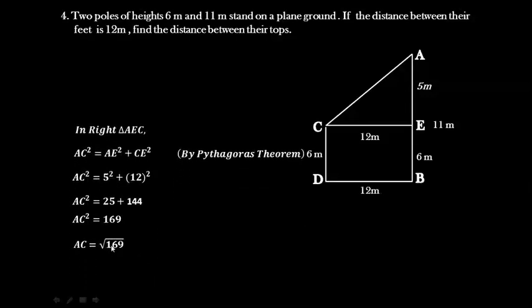169, the square root of 169 is 13. So hence the distance between the tops of the two poles is equal to 13 meters. That means the value of AC is equal to 13 meters.